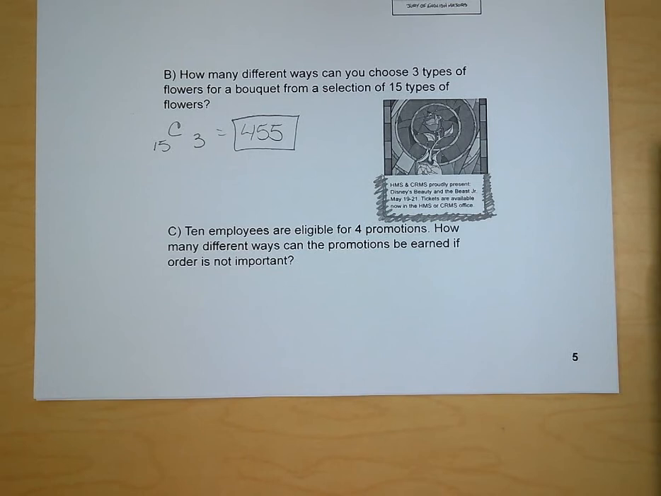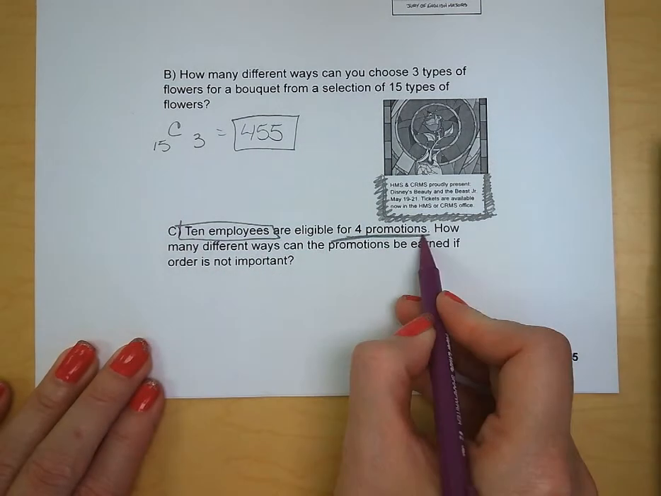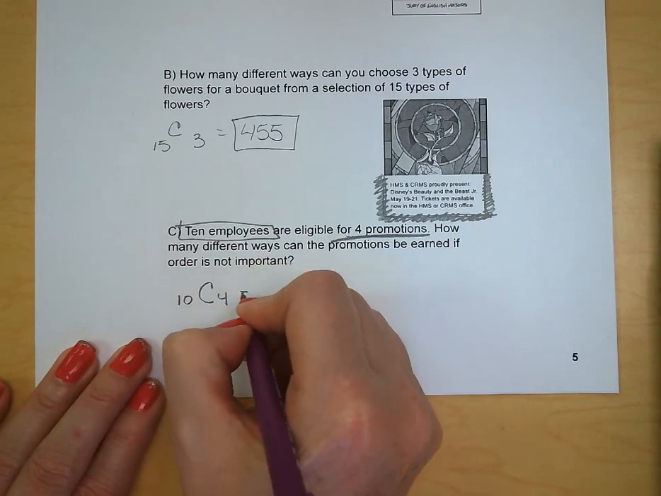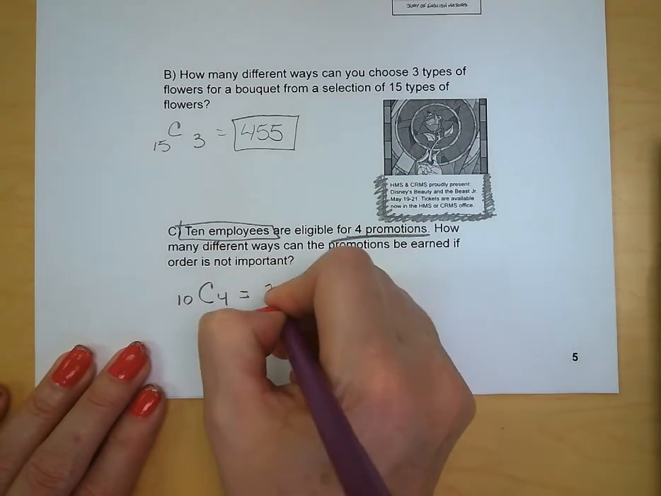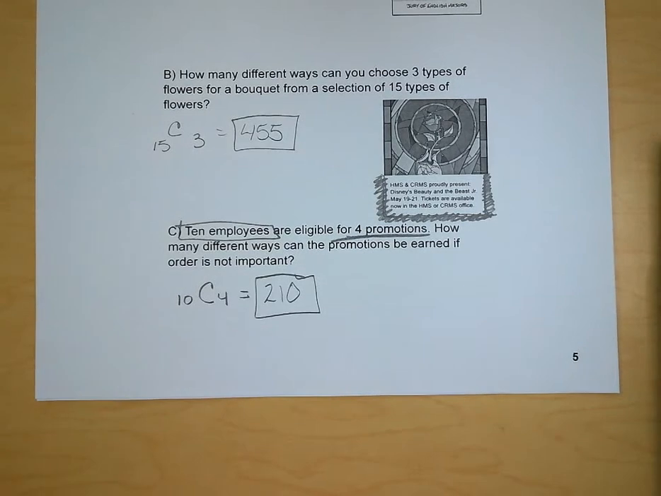All right, so you've got 10 employees that are eligible for 4 promotions. We want to know how many different ways the promotions can be earned if the order is not important. So again, we're just typing it into the calculator. 10 nCr 4. We have 210 possible combinations.